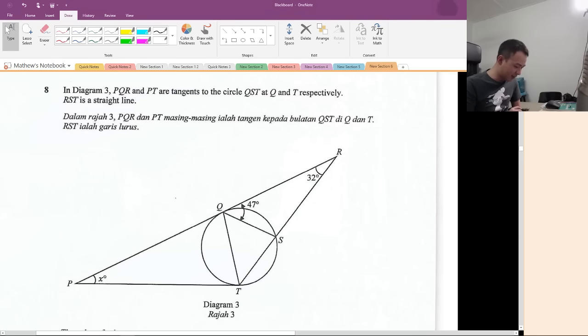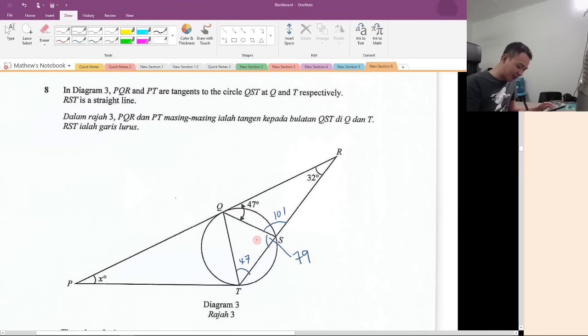Alright, so this question, PT is a tangent to the circle QST. Okay, PQR and PT. So basically you have two tangent lines here, PQR and PT. Something good about tangents is we know here is 47, then here will be 47. If this is the tangent line, then I can know this angle easily. I just use 180 minus both of them, minus 47 minus 32. I should get 101. So the other side should be 79 because added together you'll get 180.